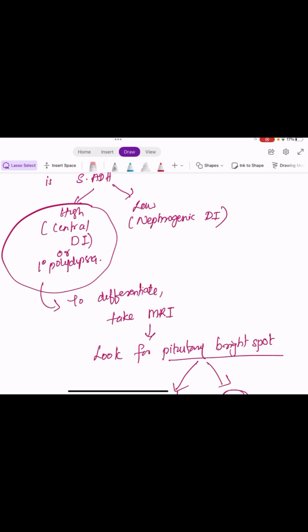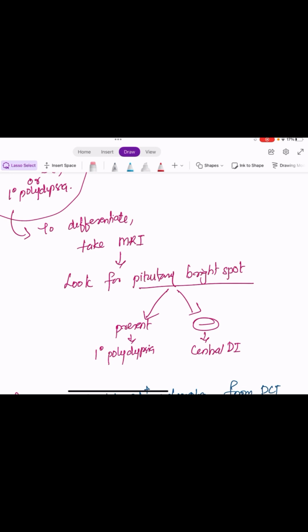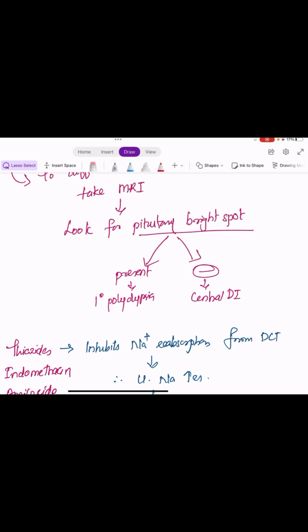To differentiate central DI from primary polydipsia, we should take an MRI and look for the pituitary bright spot. If it is present, the patient is said to have primary polydipsia. If it is absent, the patient has central DI.